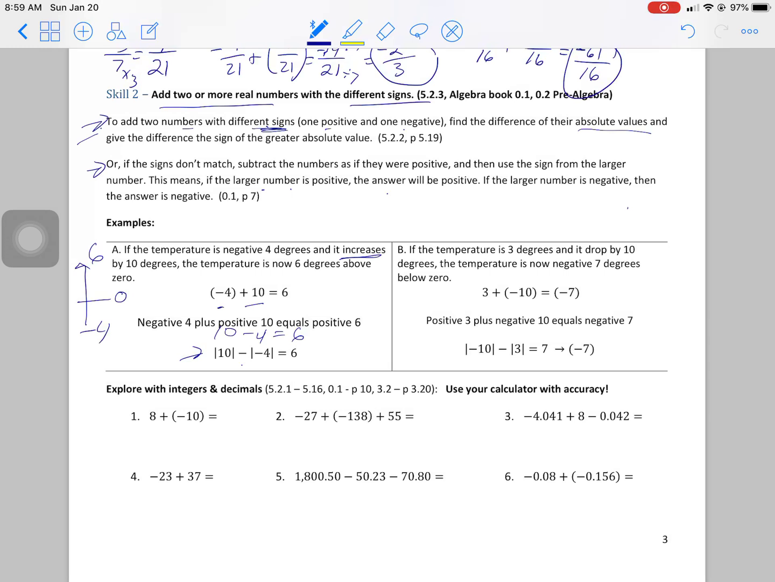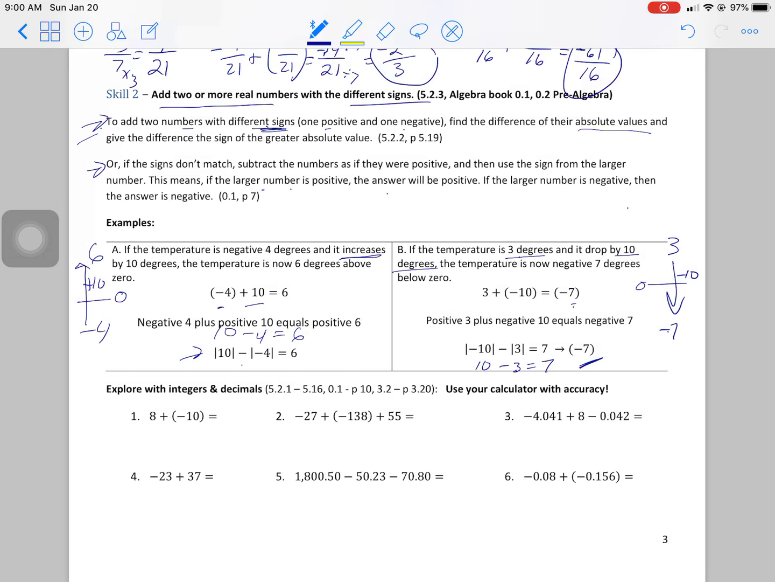So 3 minus 10 is a negative 7. If it agrees, 3 drops by. Okay, so we're at 3 degrees, and we drop, this was plus 10, we drop by 10 degrees. Where are we now? We went past 0, right? So we're down here at negative 7. So the absolute value of 10 is 10, minus the absolute value here, that gives you 7. And then the 10 was larger, so you have the negative answer. 3 plus a negative 10 is a negative 7.